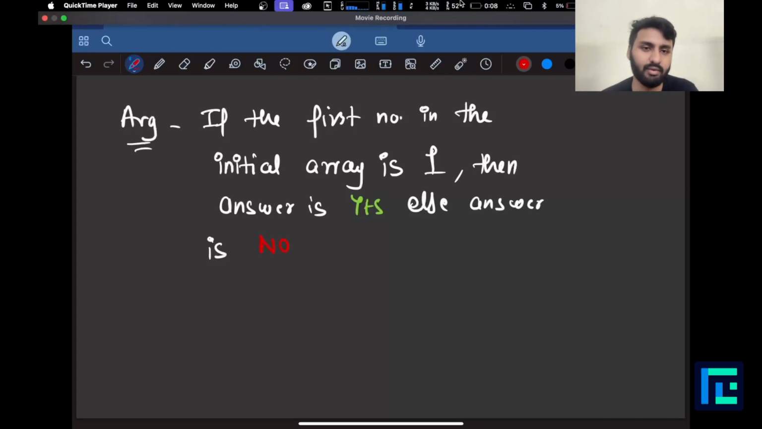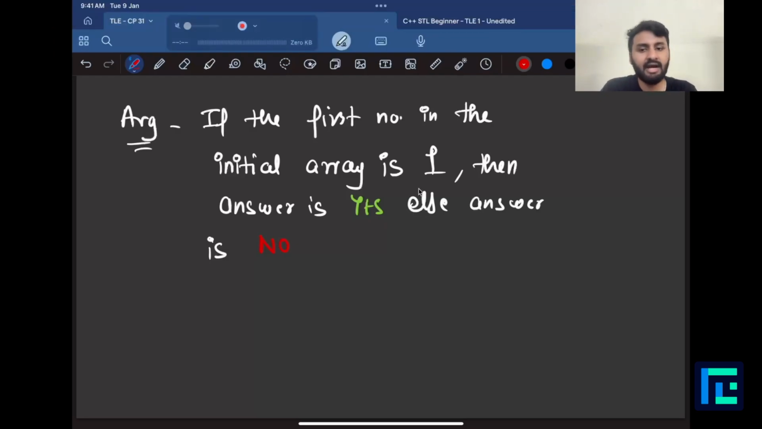Now you will ask, oh, this seems to be a very basic argument. All you are saying is that in my permutation, that's my initial array that's given to me, the first number needs to be 1. If the first number is 1, then the answer is always yes, else the answer is always no. So very simple argument, right? Very simple thing to write, even code and understand. But why is this argument true? Why am I quoting this thing?